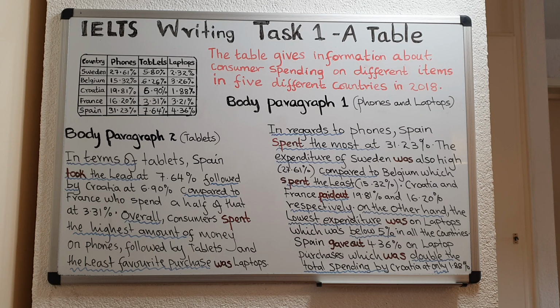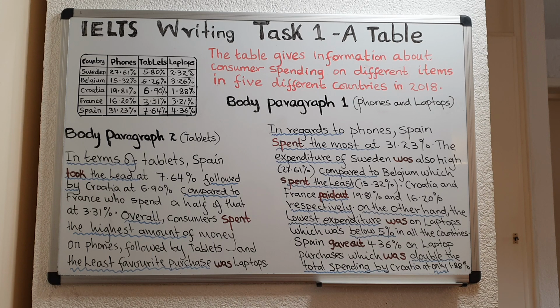The next tip, try and use linking words to connect your ideas together. I started off with in regards to. I also used also, and, respectively, on the other hand, overall, in terms of. All those are linking words that give me the chance to be able to join my ideas together as I compare and contrast them.